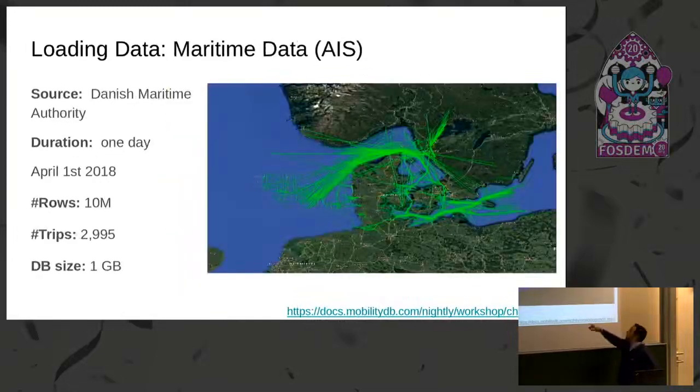A third workshop that's nice is managing AIS data. This is ship data, basically. Here we use some data published by the Danish Maritime Authority. They have a huge data size, like 3 terabytes of ship tracking data. This only shows a single day after some filtering. The original file is 10 million rows and 1 gigabyte, not very big, but you can go bigger.